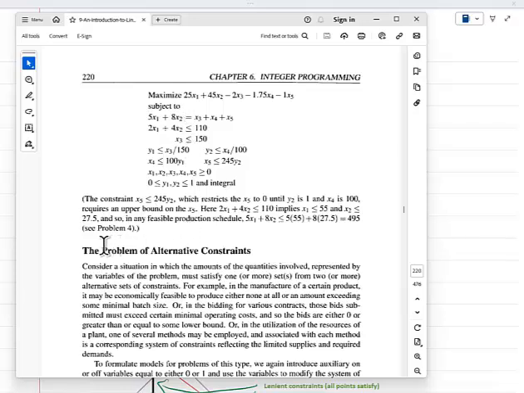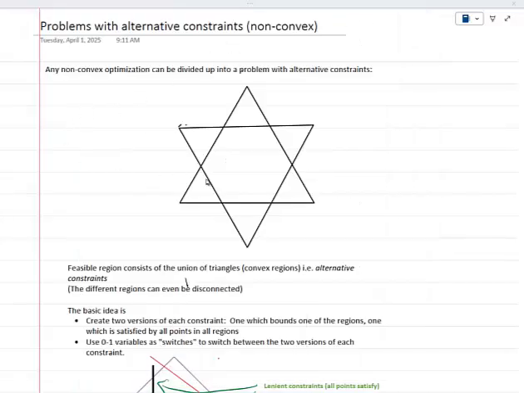Hi. In the book, there's this section on the problem of alternative constraints. It's in Chapter 6, Section 2, and I wanted to give a little talk or review of that and try to bring out some of the high points.